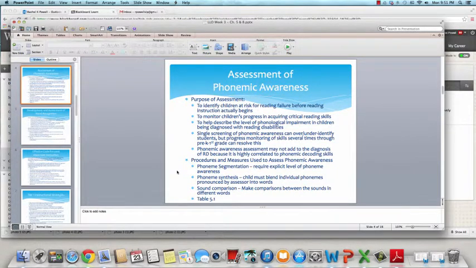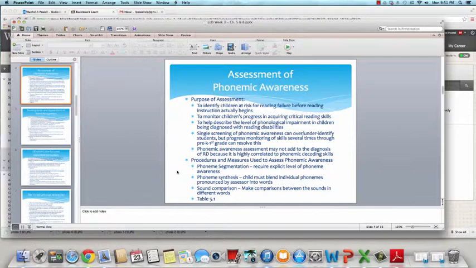So how do we assess phonemic awareness? First of all, what's our purpose for assessment? Our purpose is to identify children at risk for reading failure before reading instruction actually begins. So in preschool, in the beginning of kindergarten, when they're not actually reading, this is your primary assessment for their risk level for reading difficulties. You also can use phonemic awareness to monitor children's progress in acquiring critical reading skills.